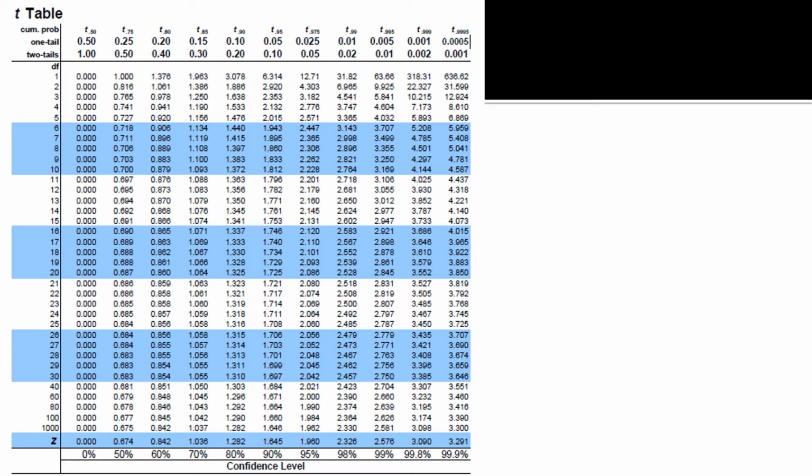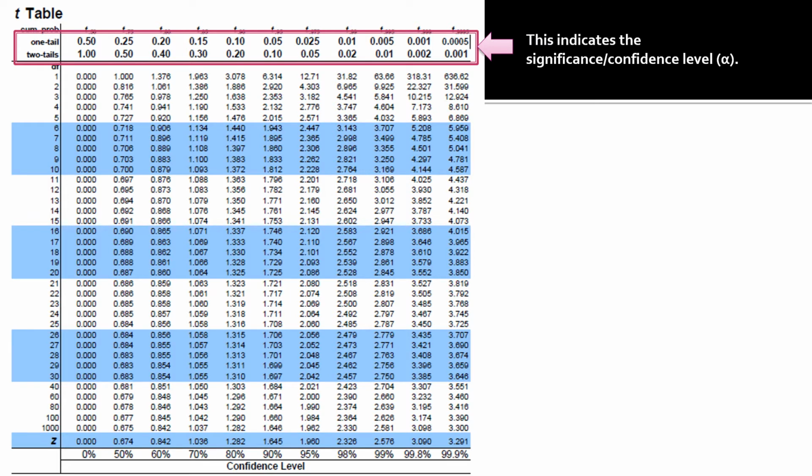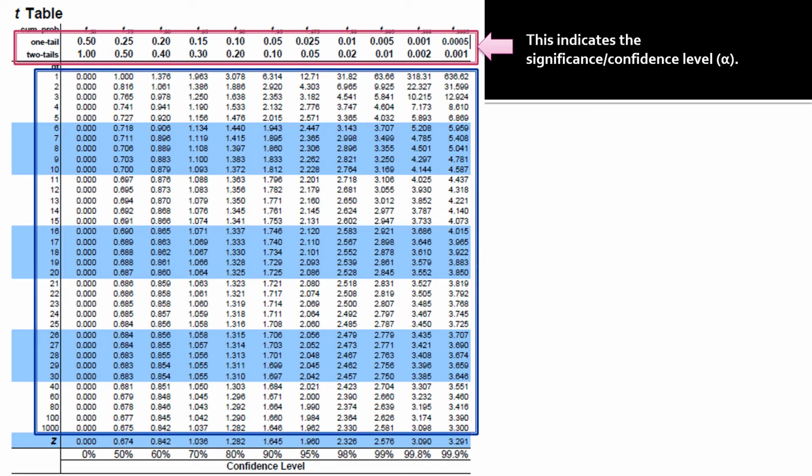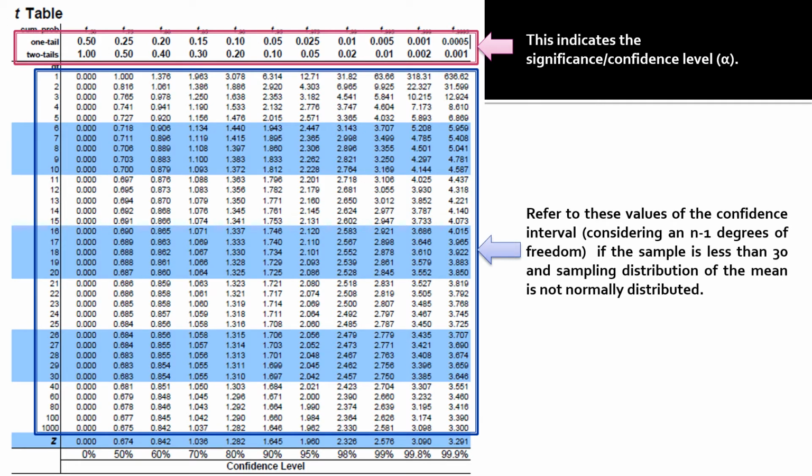What we have here is the t-table. The values you have at the top have one tail and two tails. This indicates the significance or the confidence level, which is the alpha. And we have the values in the middle. At the left, it says DF, the degrees of freedom, which we get by subtracting 1 from the sample size. You would refer to these values of the confidence interval if the sample is less than 30 and the sampling distribution of the mean is not normally distributed.